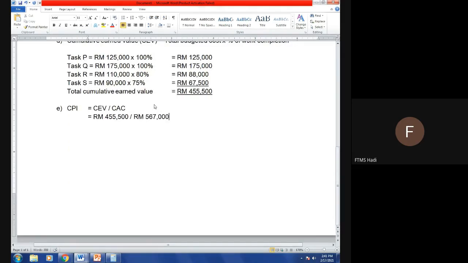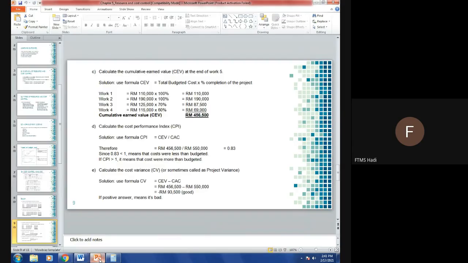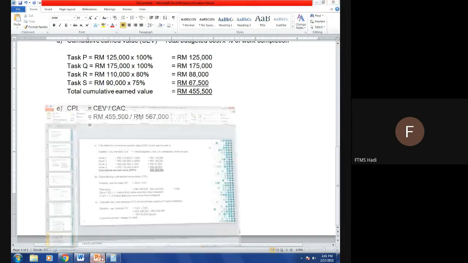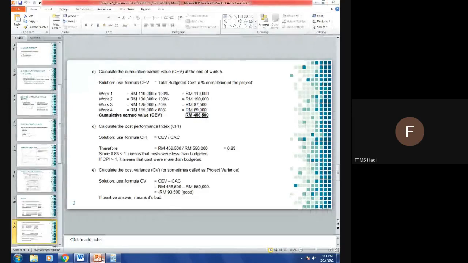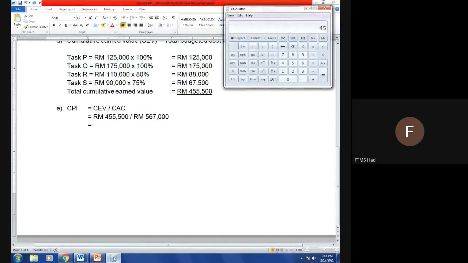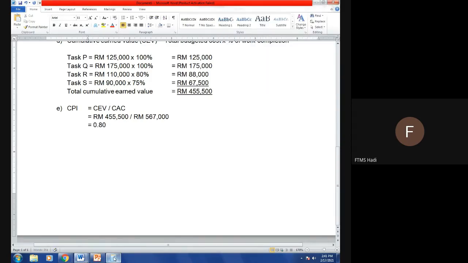So you will get around 455,500 divided by 567,000, 0.80. Which is less than 1, therefore under budget. Still under control, still under budget. If more than 1, it is considered as over budget.